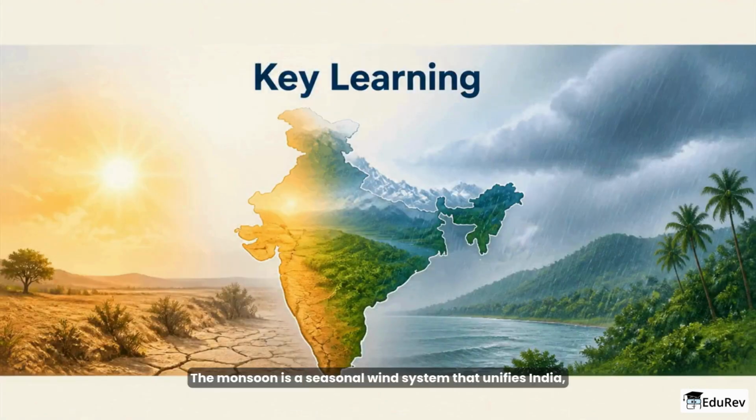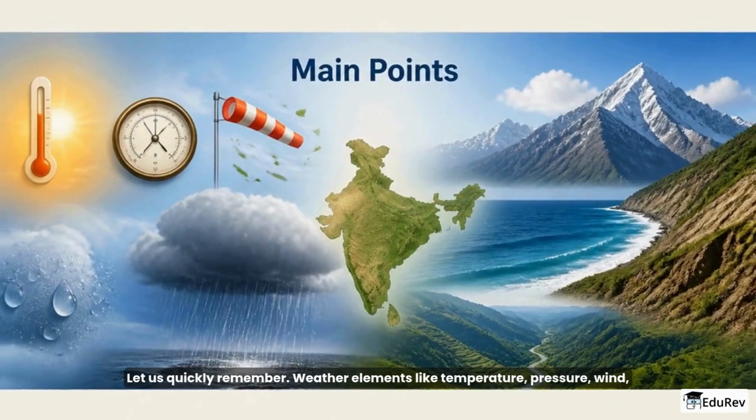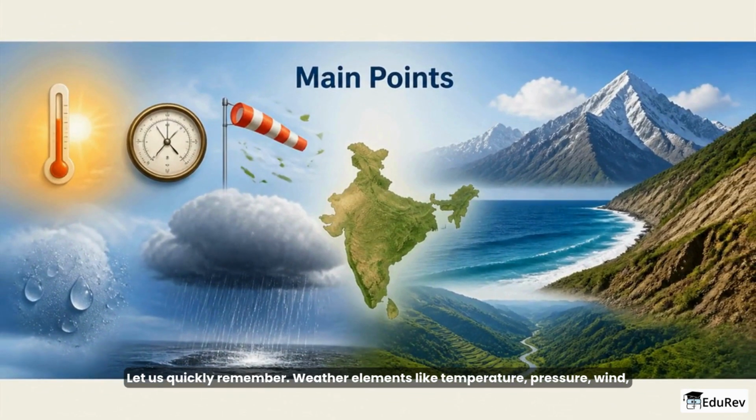So what do we learn? The monsoon is a seasonal wind system that unifies India yet creates regional differences. Remember, weather elements and geographic factors shape this climate. Let us quickly remember, weather elements like temperature, pressure, wind, humidity, and rainfall shape seasons, while mountains, seas, altitude, and relief shape regional climate.